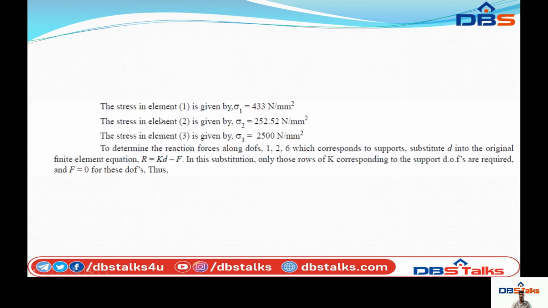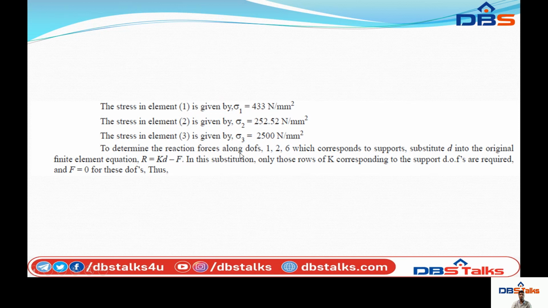After that, I'm writing the values: sigma 1 equals 433 Newton per millimeter square. For element 2, sigma 2 equals 252.52. For element 3, minus 2500 Newton per millimeter square.